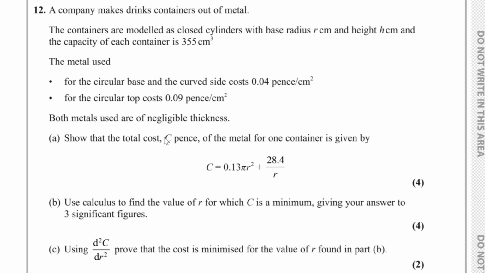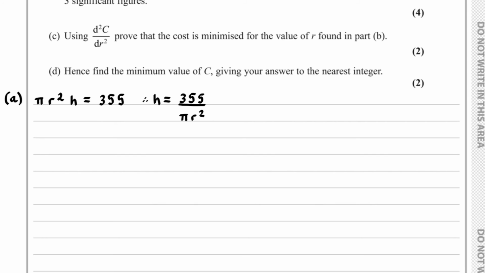Now, we've got the base, which costs 0.04 pence per centimeter squared, and we've also got the side, which costs 0.04 pence per centimeter squared. So the cost of the base, we have pi r squared, we've got a circular base, but then we need to multiply this by the cost, which is 0.04. So that's the cost of the base.